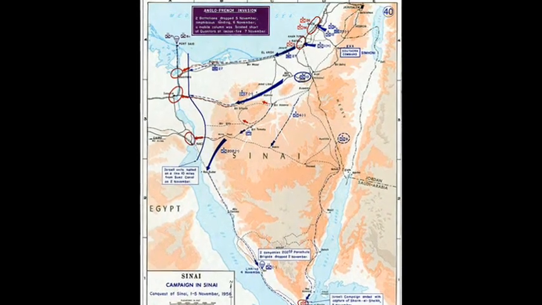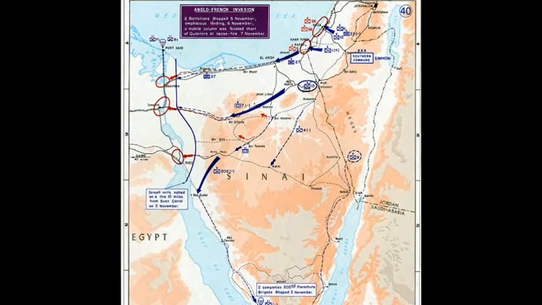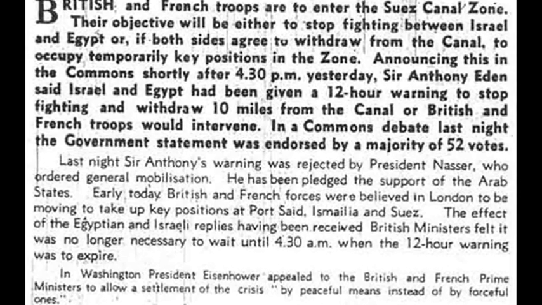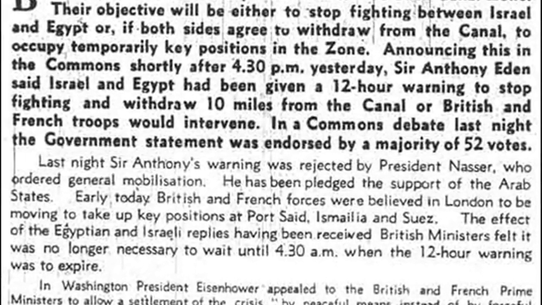The Protocol of Sèvres called for a full-scale Israeli assault on Egyptian Sinai on the 29th of October, which would be followed the next day with calls from Britain and France for the two sides to withdraw from the Canal Zone. Their troops would then move into the area and place it under Anglo-French control.